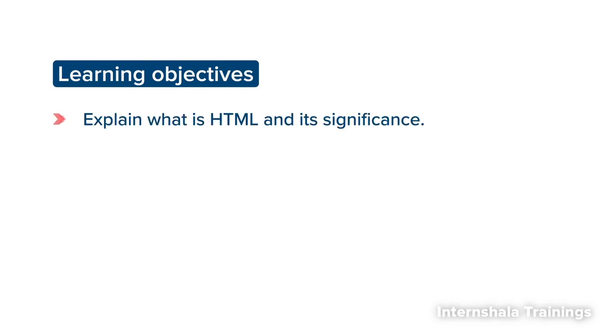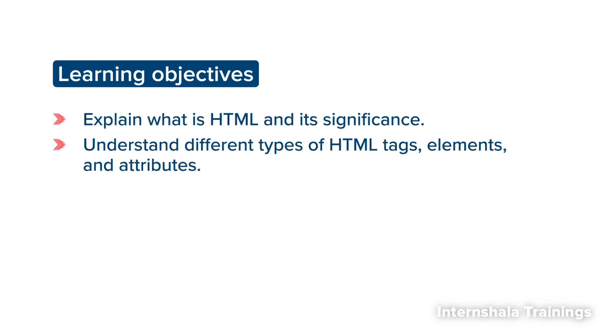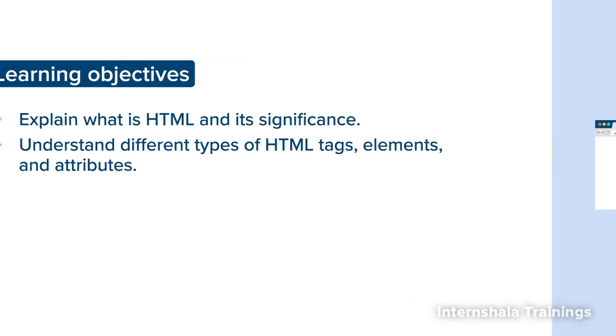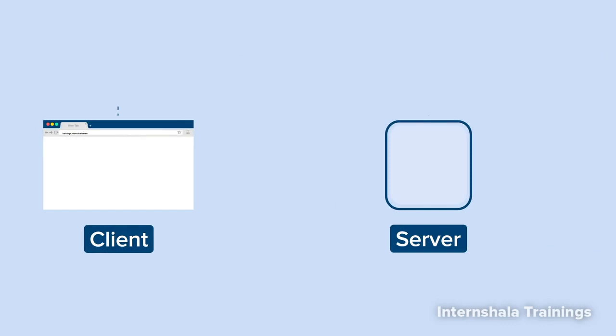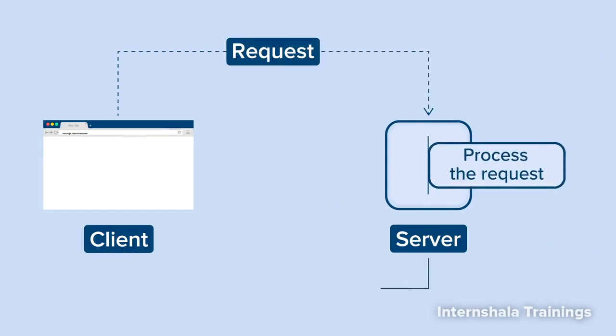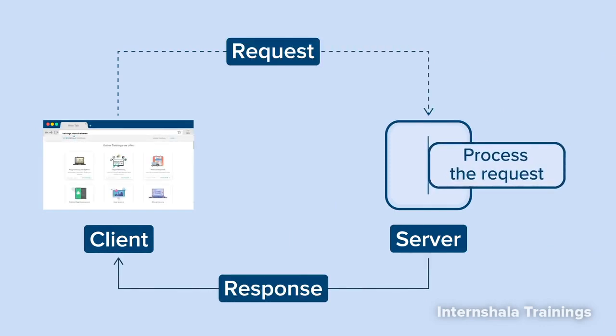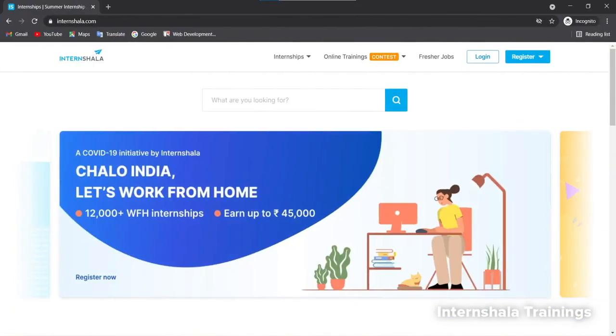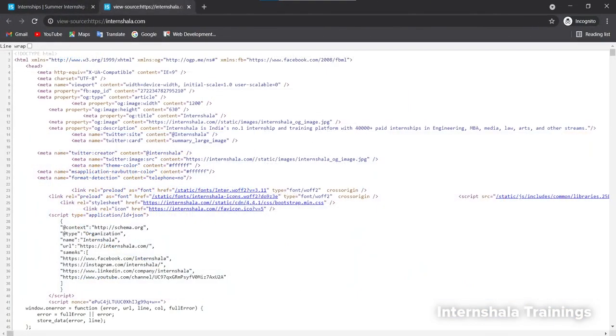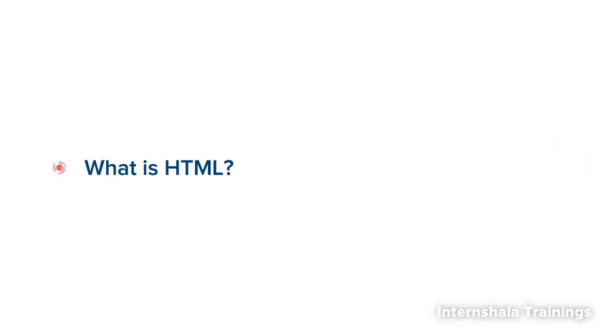After going through this video, you will be able to explain what is HTML and its significance, and understand different types of HTML tags, elements, and attributes. Until now, we have discussed a bit about HTML, whether it is the HTML response we get in the client-server communication or viewing the HTML code of a web page. So, let's put a formal definition to HTML before we dive more into it.